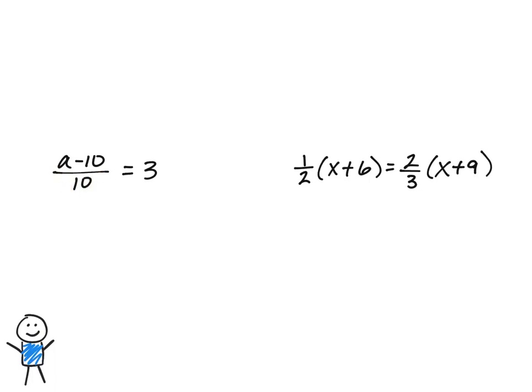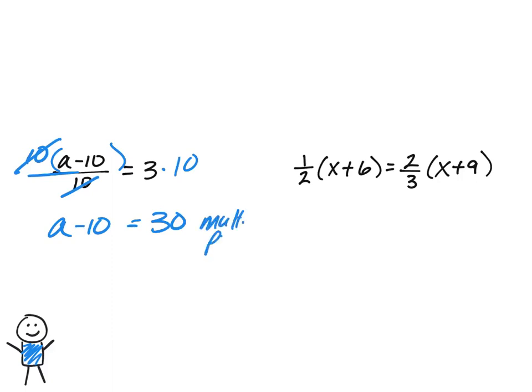I'm going to get rid of that part first, and the opposite of dividing by 10 is to multiply by 10. What's going to happen is the 10 on the top and the 10 on the bottom cancel each other out. That's the whole reason I chose to do that. So I'm going to bring down the a minus 10. If I multiply the left side by 10, I've got to be sure to multiply the right side by 10, which gives me 30. This step is true because of the multiplication property.